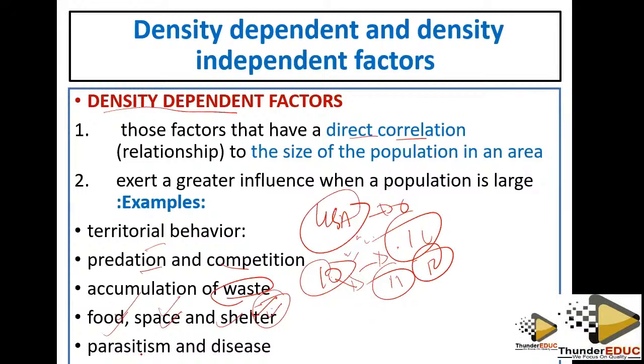Parasitism is where one organism is feeding on another, but the one which is feeding is benefiting, and the one which is being fed upon is being harmed. So diseases have a direct impact. All these ones, this and this, they are biotic factors.